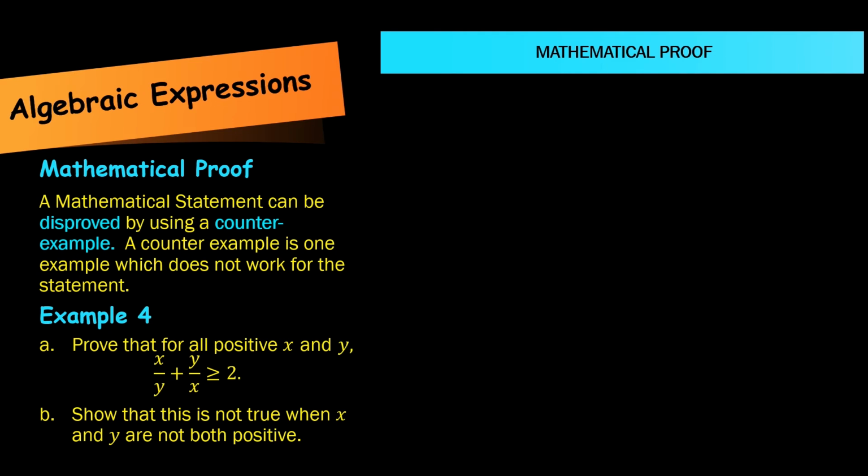Example 4 part A asks you to prove that for all positive x and y, x over y plus y over x is greater than or equal to 2. And part B asks you to show that this is not true when x and y are not both positive. Pause the video and have a go. Press play when you're ready to view the solutions.